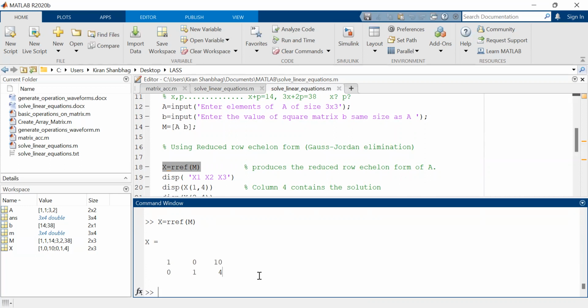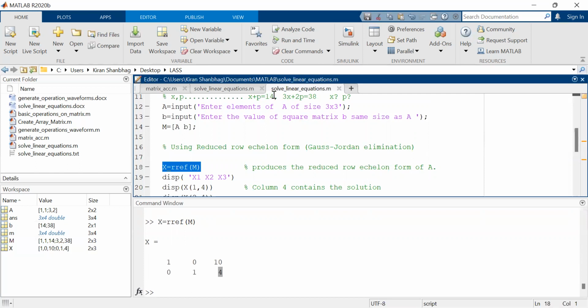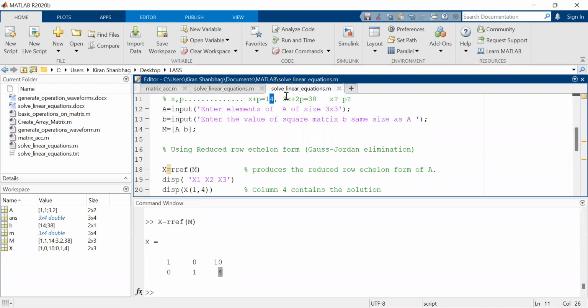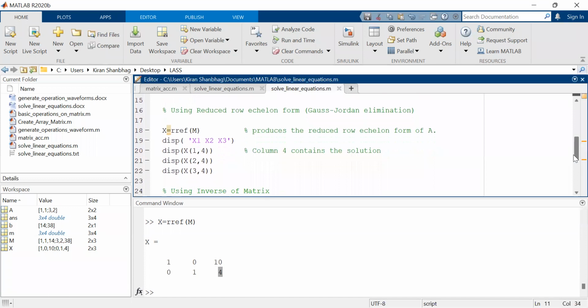This solution says the price of the pen, X, is 10 rupees, and the price of the pencil is 4 rupees. Do you agree? One pen plus one pencil equals 14 rupees: yes, 10 plus 4. Three pens is 30 plus 4 into 2, that's 38. So there is the solution. The third column usually gives me the solution. Is that fine? So that's the row reduced echelon form method. What is the second popular method, by the way?